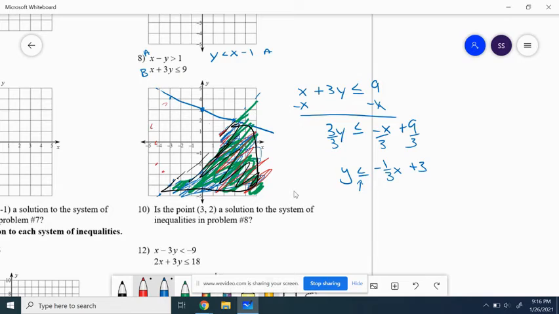I ran out of colors, I'm going to go with red. 3, 2: over 3, up 2. Looks about right here, right? Well, that was on the solid line for B, but it's on the dashed line for A, so it's not included on both of them. So no, that point is not a solution to that system of inequalities.